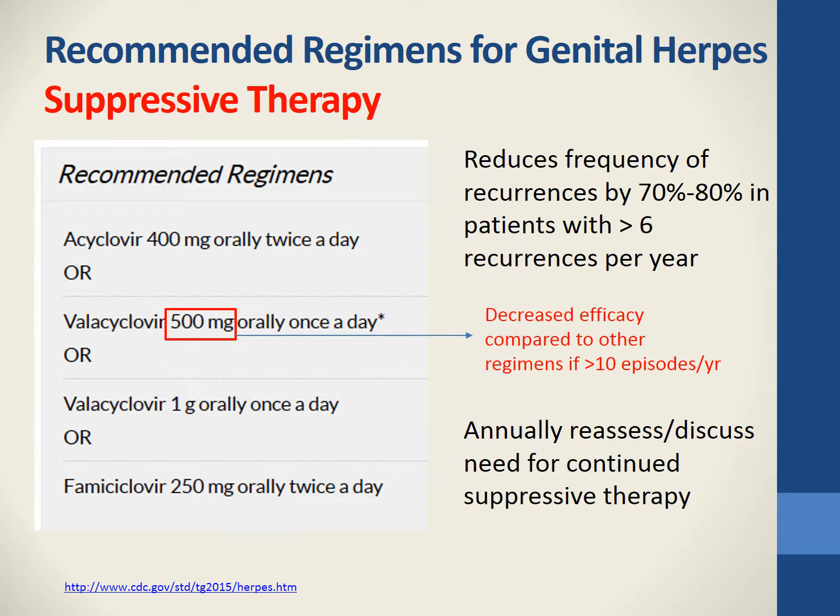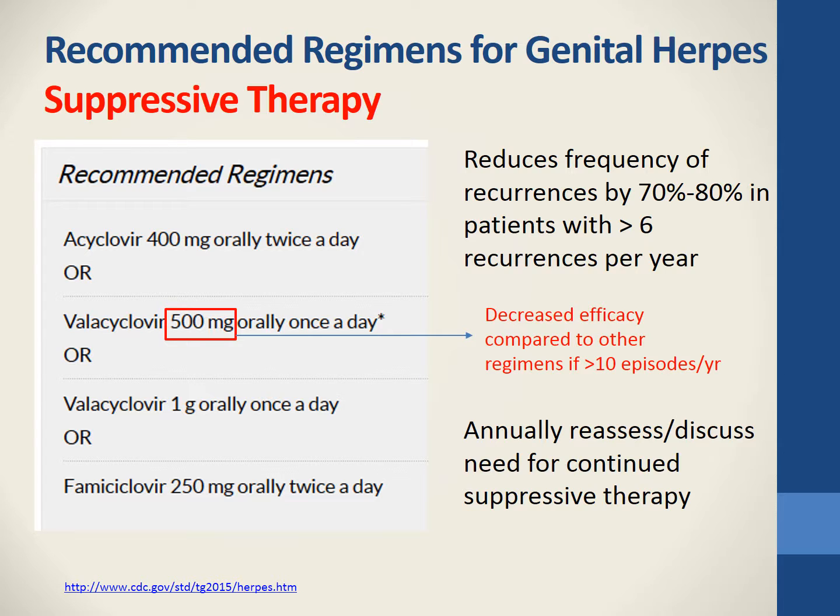For patients who have greater than 6 recurrences or outbreaks per year, suppressive therapy is recommended. The goal of suppressive therapy is to decrease the number of flares per year. If you look at the data, it reduces frequency by about 70 to 80% in those patients who have more than 6 recurrences per year. There are, again, the 3 HSV drugs listed as options.